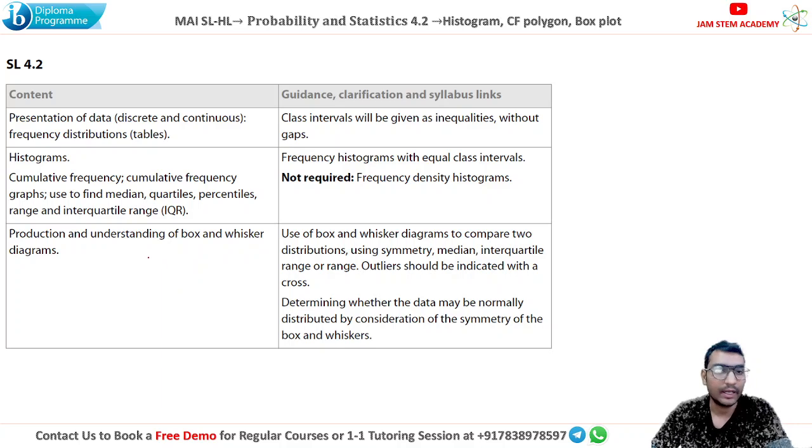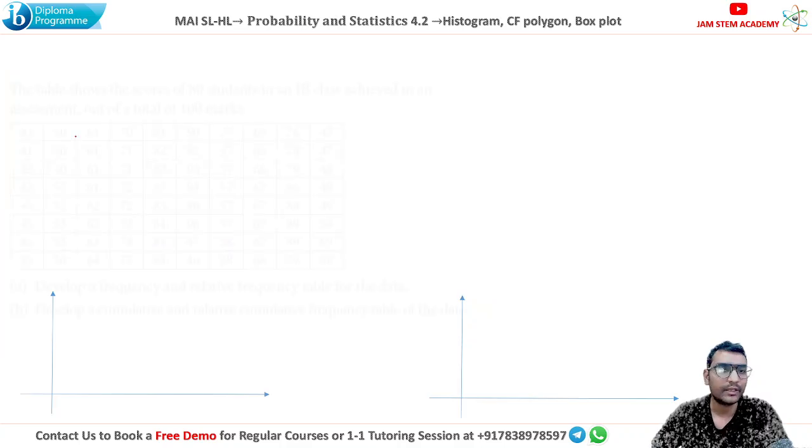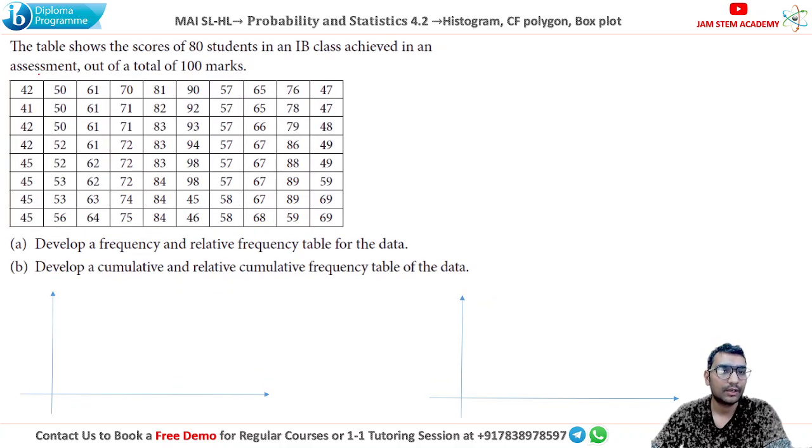Okay, so let's start with the presentation of data, whether it is discrete or continuous. Then I will tell you how to draw the frequency distribution table. So let us consider that the marks of 80 IB students are given here. These marks are out of 100, right? So what do you think? Is it a good idea to keep it in a discrete manner? Like there are 80 points, right? So it's not a good idea to write all these 80 numbers. We need another approach.